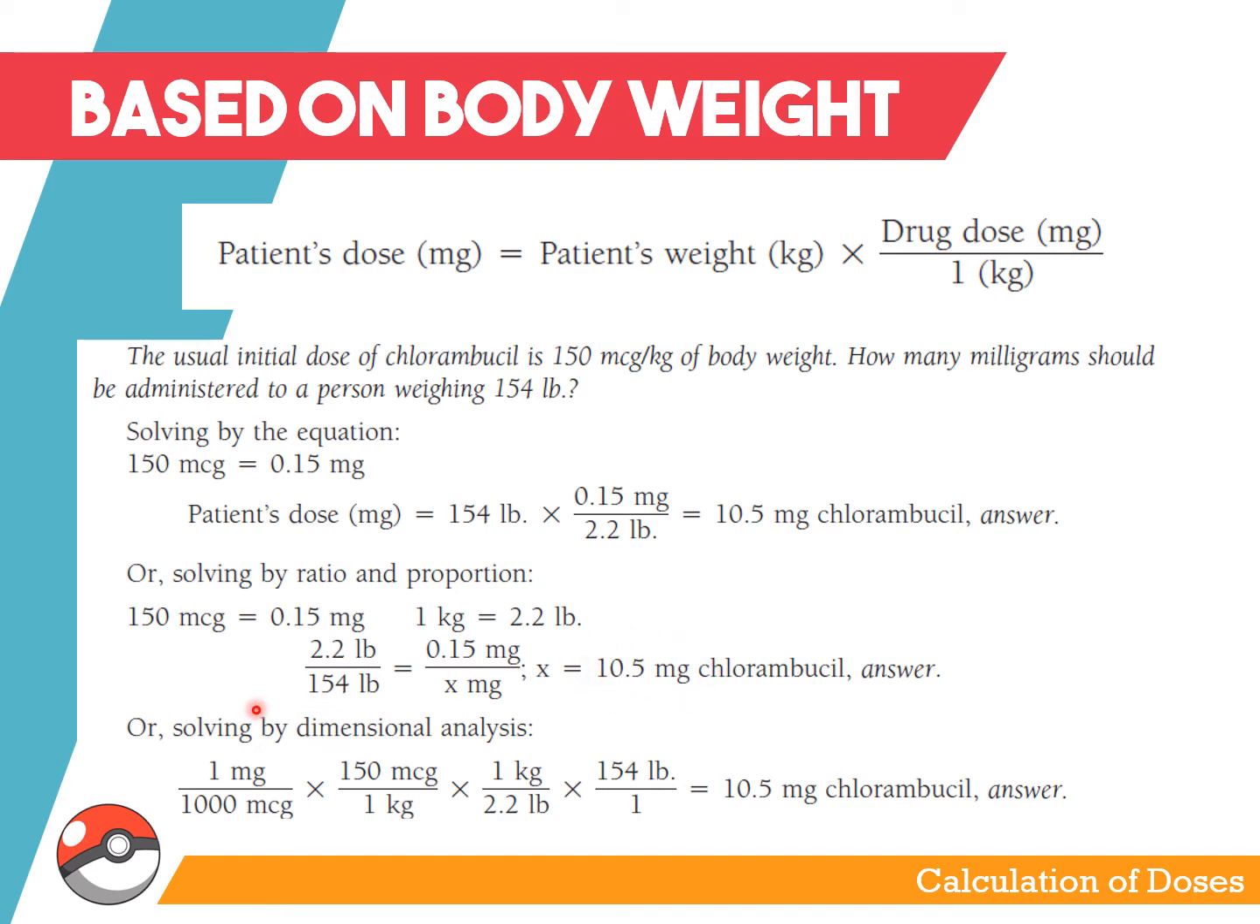And lastly, it can be solved by dimensional analysis. So there is a unit setup, okay? So 1 milligram over 1000 micrograms times 150 micrograms per kilogram times 1 kilogram over 2.2 pounds times 154 pounds is equal to 10.5 milligrams. So if you look at it closely, we will be able to cancel out the like units. So mcg, mcg, kilogram, kilogram, pounds, pounds. So the final unit is in milligrams.